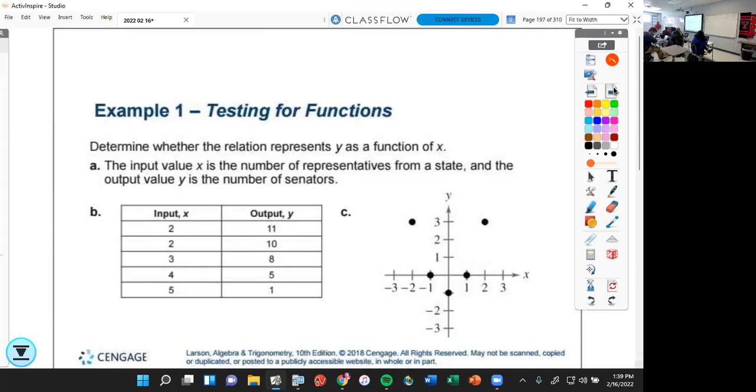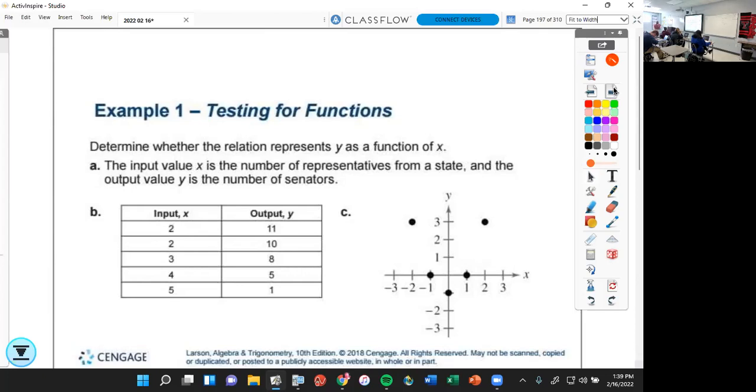In letter A, the input X is the number of representatives from any state, and the output value Y is the number of senators for that state. Is that a function? Some say yes, because there are more representatives than senators. But B has X's and Y's too, so we don't know yet.